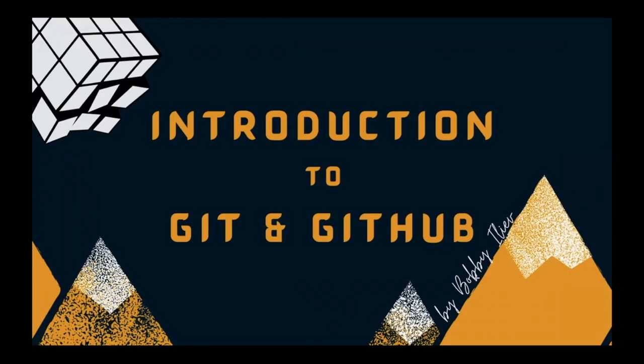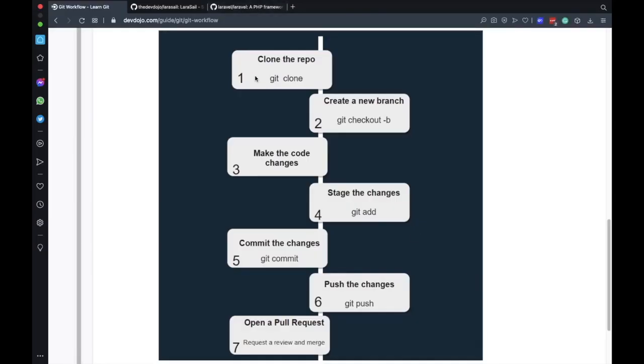In this video, we're going to put together all of the things that we've learned so far. So what we're going to do is clone a repository, then create a new branch, make a change to the code, or in our case, it would be just the README file, then stage the changes with git add. After that, commit the changes with git commit, then push the changes and open a pull request.